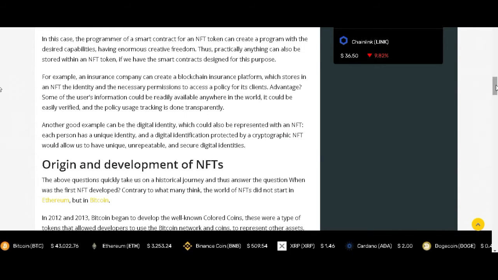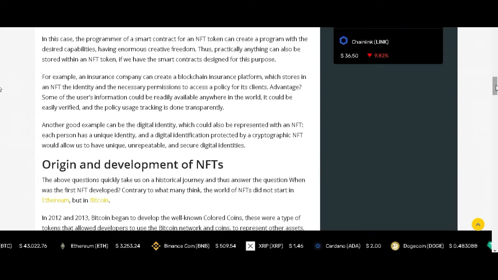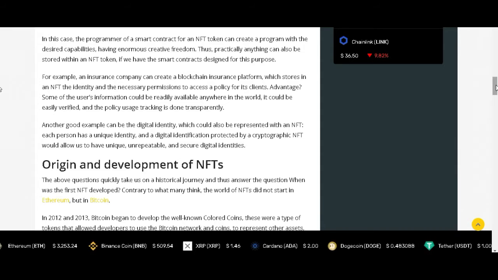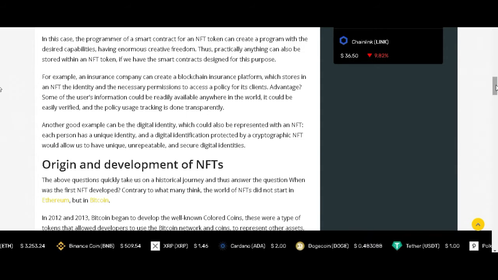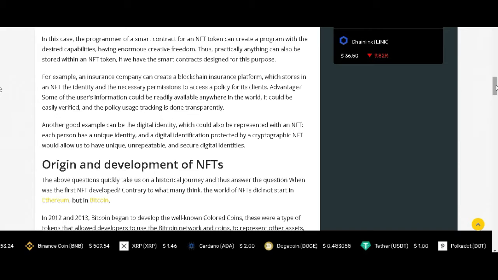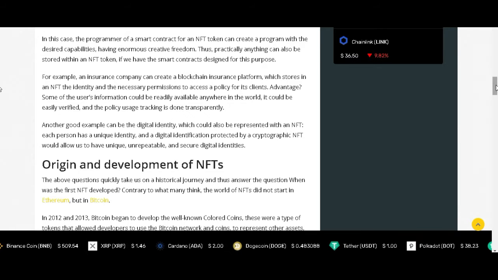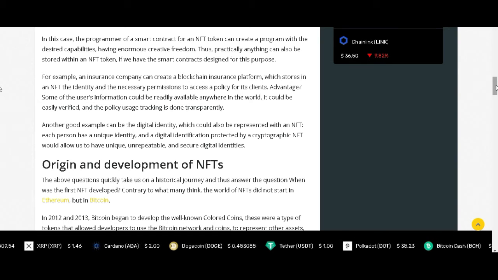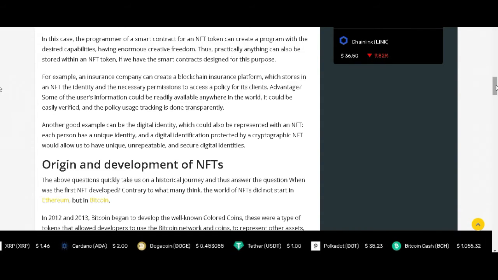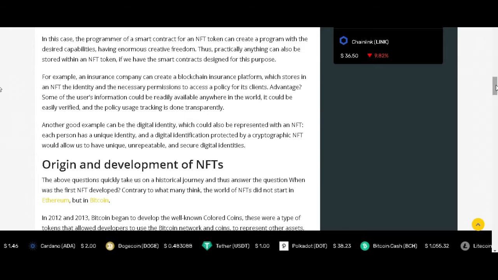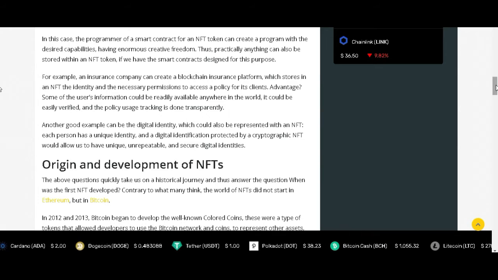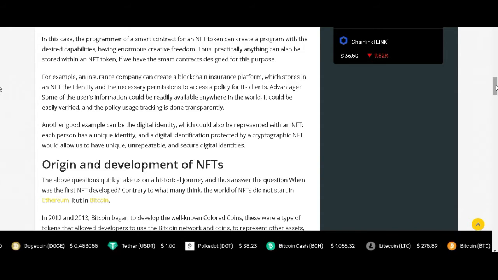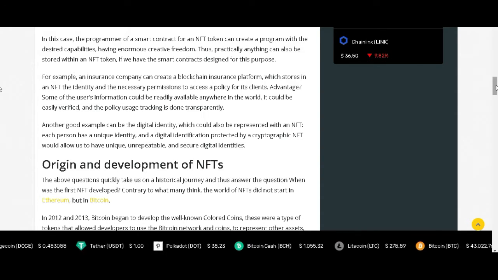Thus, practically anything can also be stored within an NFT token, if we have the smart contracts designed for this purpose. For example, an insurance company can create a blockchain insurance platform, which stores in an NFT the identity and the necessary permissions to access a policy for its clients. Advantage: some of the user's information could be readily available anywhere in the world, it could be easily verified, and the policy usage tracking is done transparently.